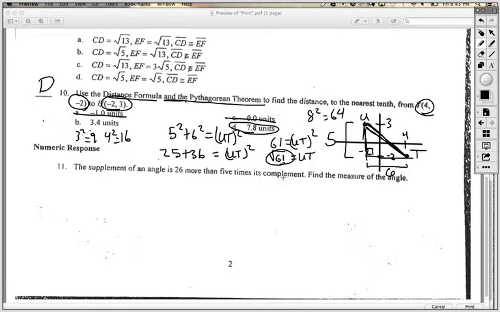All right, here we go. Oh man, this is crazy. Let's see if we can figure it out. It says the supplement of an angle is 26 more than 5 times its complement. Find the measure of the angle.